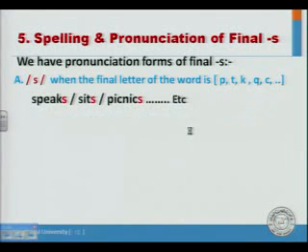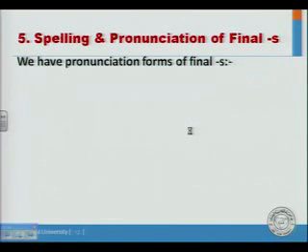Okay, so this is about the simple present tense, the verb form, the negative form, and the question form. So keep this in mind. I hope that I covered everything about the present simple. Let's move to something new, maybe a new piece of information for you: spelling and pronunciation of final S.